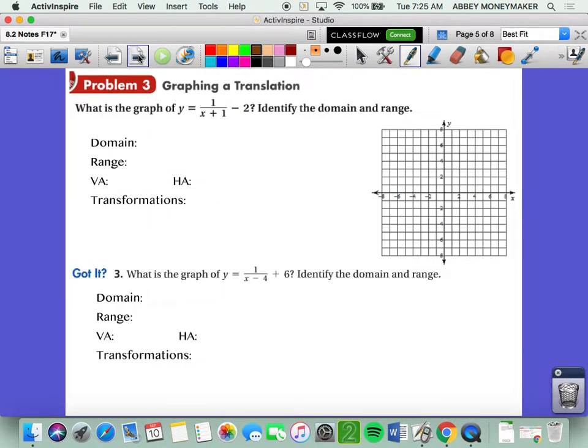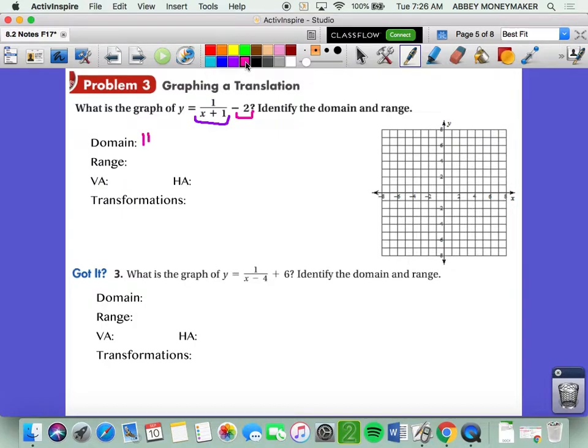So on this next example, I want you all to start looking at when x minus h is not necessarily 0 and our k value isn't necessarily 0. So on problem number 3, what is the graph of y equals 1 over x plus 1 minus 2? Identify the domain and range. So here we have an h, we have a k that we need to look at.